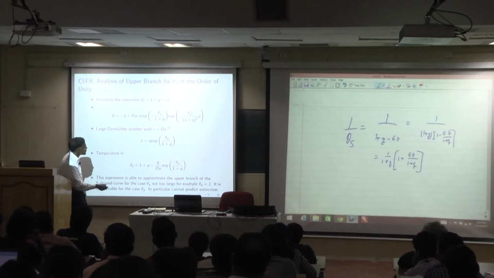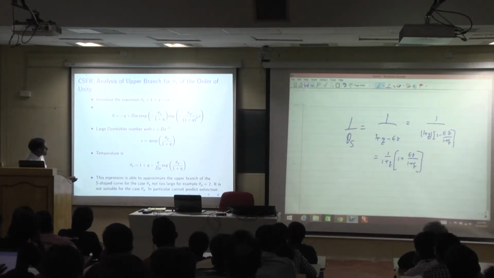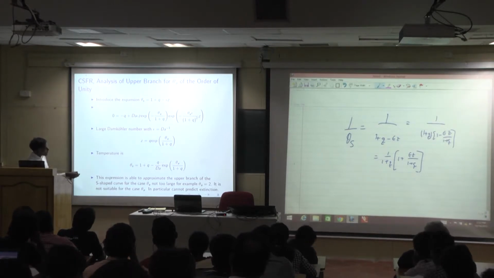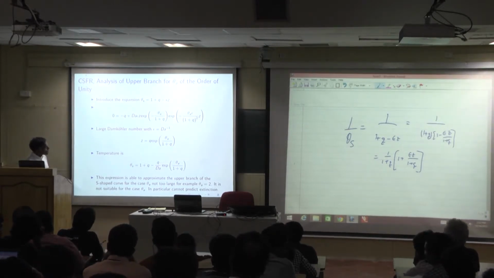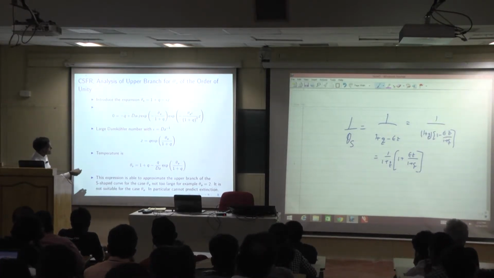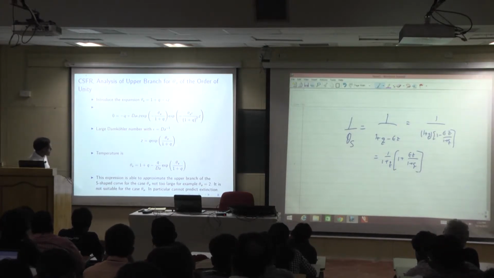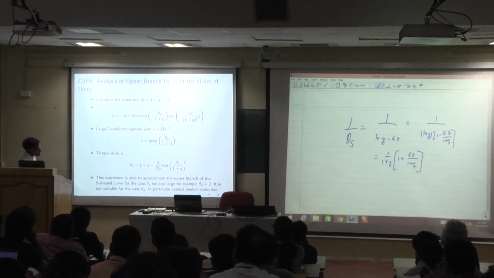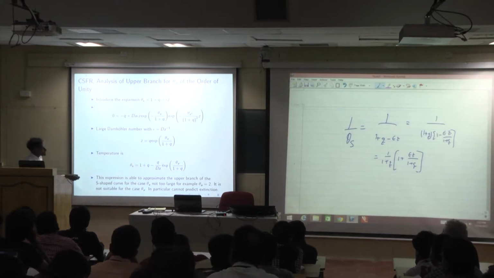So that is Z. You can see that this does not exhibit ignition or extinction, because this is continuous; that is the expression for Z, for example. So this is the so-called large Damköhler number asymptotics. And the temperature is now given by this equation. This approximates the upper branch of the S-shaped curve, but for small values of activation energy, like 2. So it actually reproduces the curve which does not have turning points.